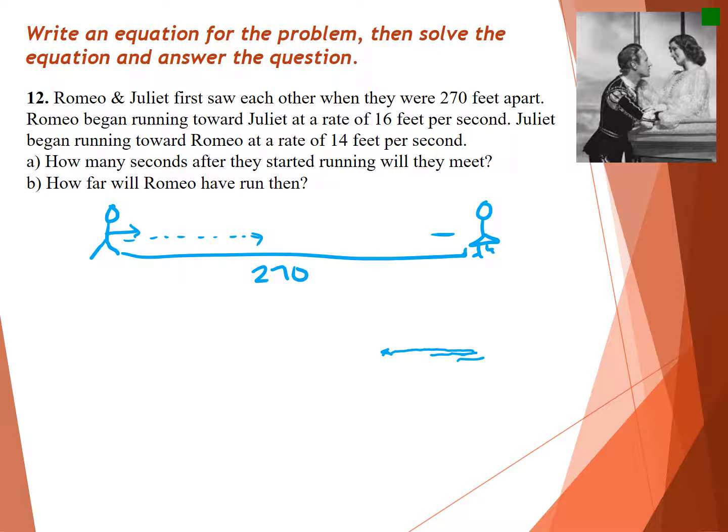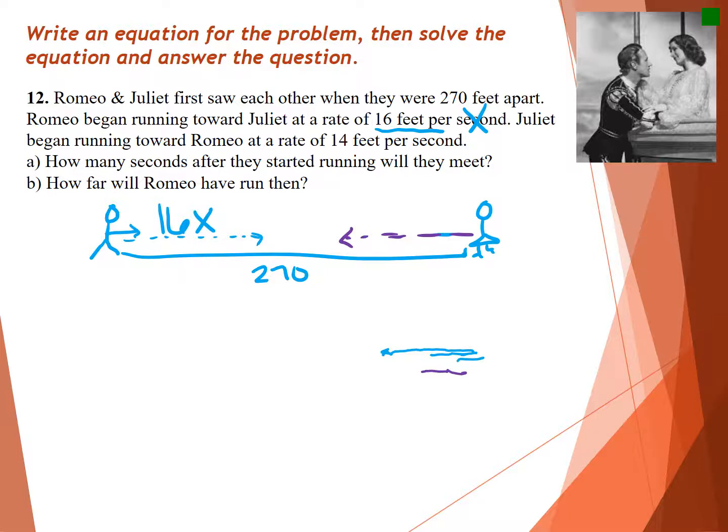Whoops, it's not writing again. Switch colors. Towards Romeo. Okay, how many seconds after they started running will they meet? Now here's what's important. He's running at 16 feet per second. So he goes 16 feet in 1 second, another 16 feet, another 16 feet, another 16 feet. So we're going to multiply that times x. We're going to let seconds equal x. I would use an s, but it looks like a 5. So I'm going to use an x.